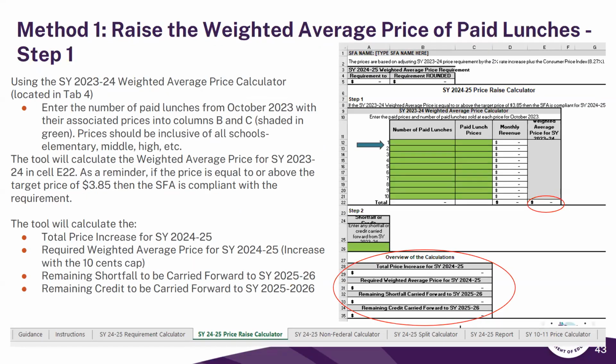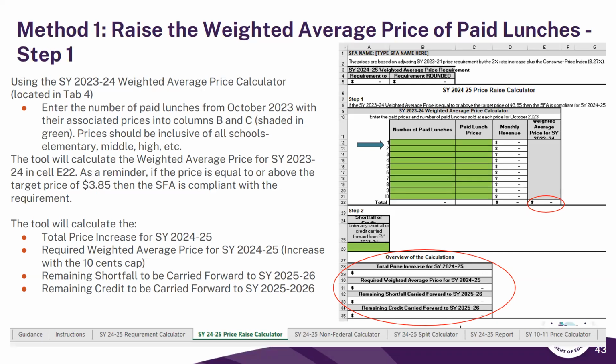Step 1, using the 23-24 weighted average price calculator located in tab 4, enter the number of paid lunches from October 23 with their associated price in columns B and C, shaded in green. Prices should be inclusive of all schools: elementary, middle, high, etc. The tool will calculate the weighted average price for school year 23-24 in cell E22. As a reminder, if the price is equal to or above the target price of $3.85, then the SFA is in compliance with the requirement.